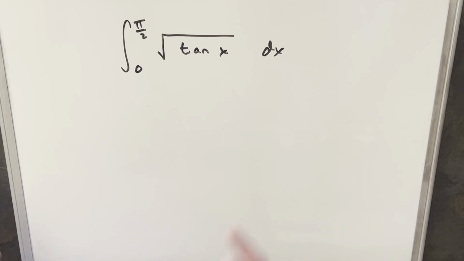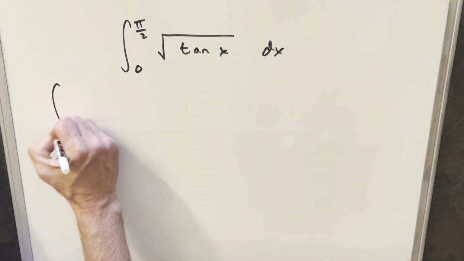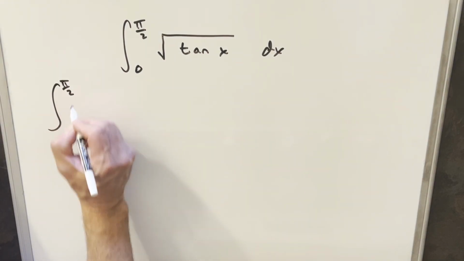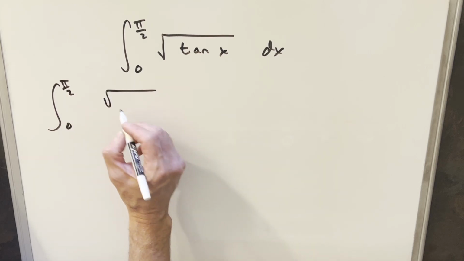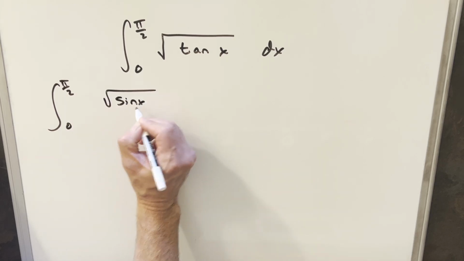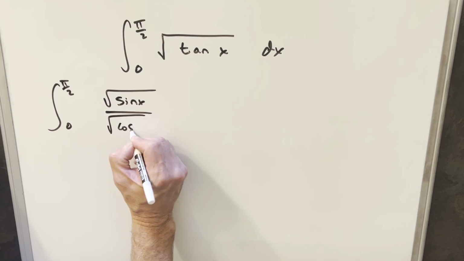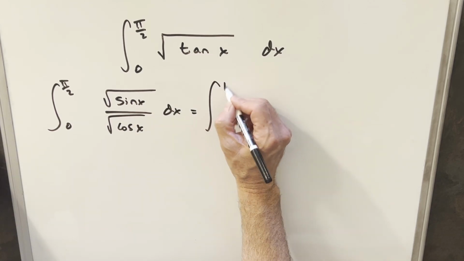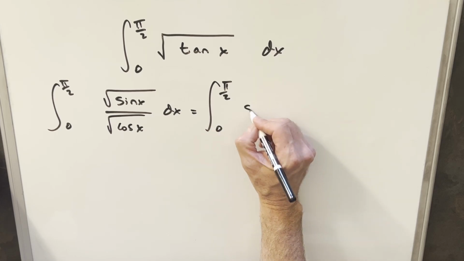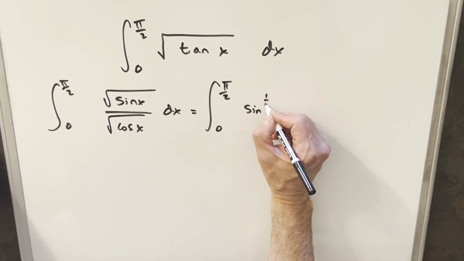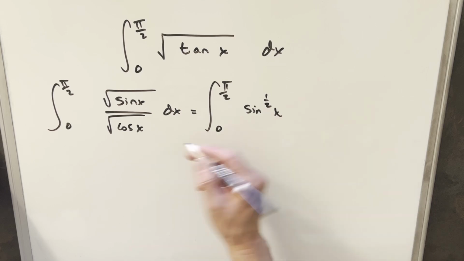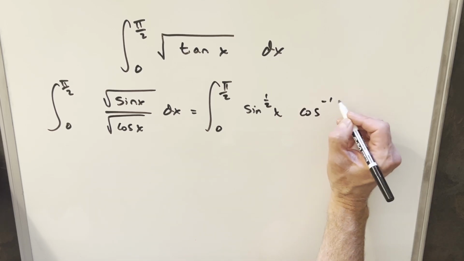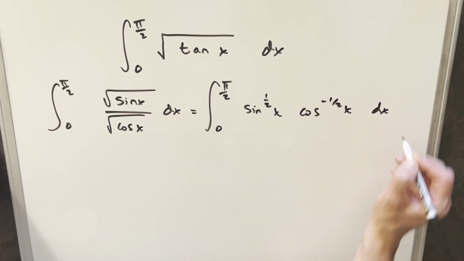So to start with, what I'm going to do is break up my tangent into sine over cosine. So I'll rewrite this and we'll split up the radical. I'll write it as the square root of sine x over the square root of cosine x. Then of course I can rewrite these radicals, and I can write this as sine to the 1/2 x times cosine to the minus 1/2 x dx.